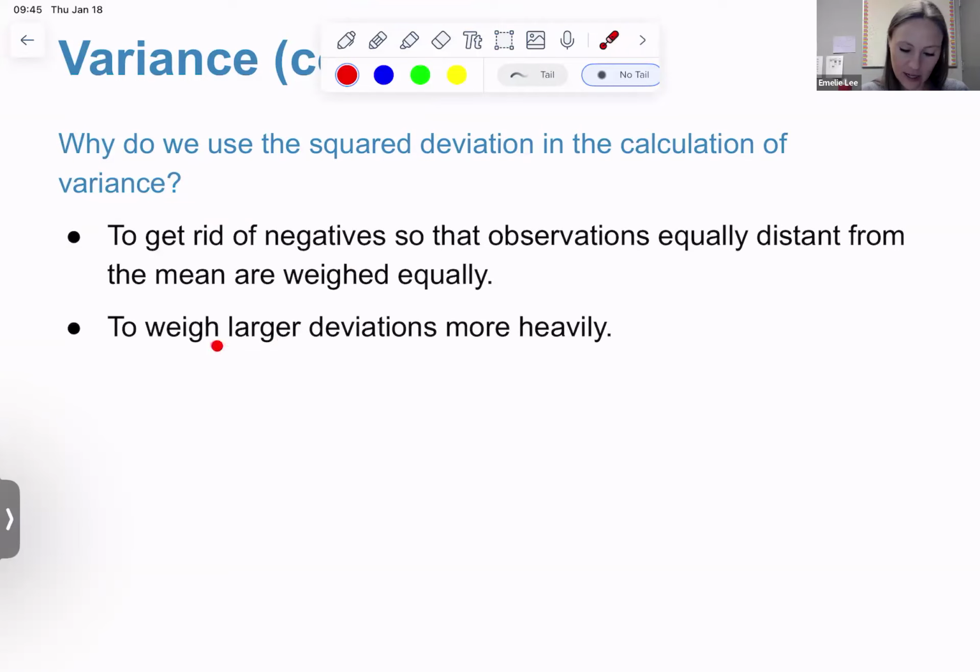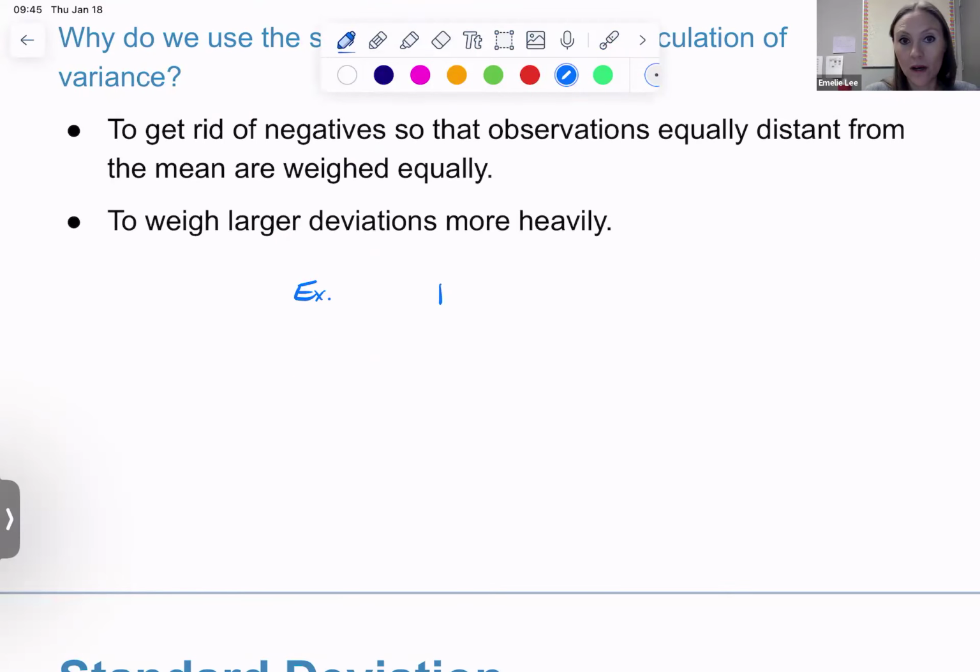And then another thing is when we square values, it makes the larger deviations penalized in a heavier way. For example, if the deviation is 1, so some observation is 1 unit away from the mean, then 1 squared is 1, so it just stays 1. But what happens when I increase it by 1? Now my deviation is 2 away, but what happens when I square it? All of a sudden I'm at 4, so it amplifies large deviations.